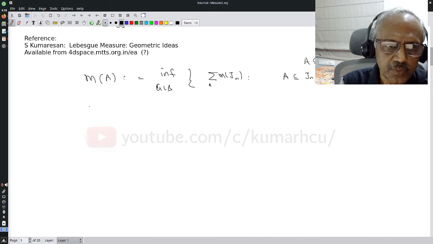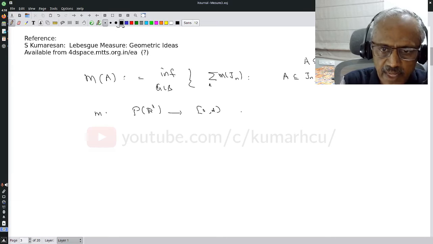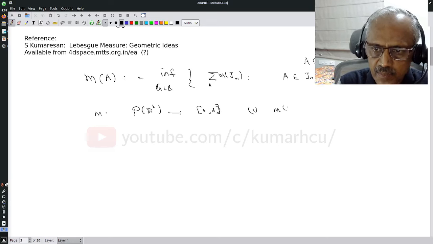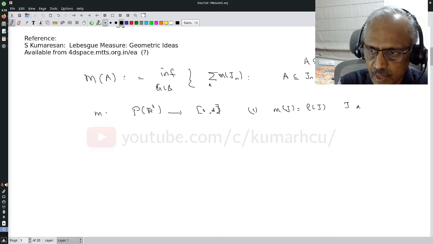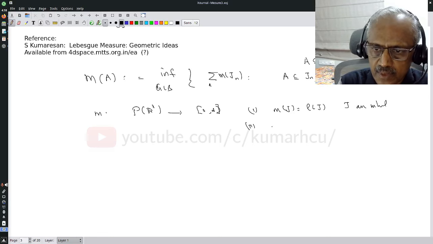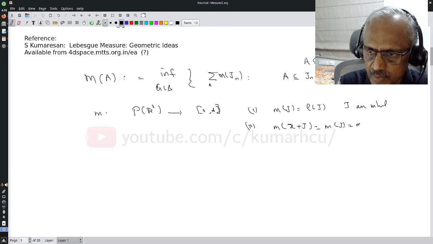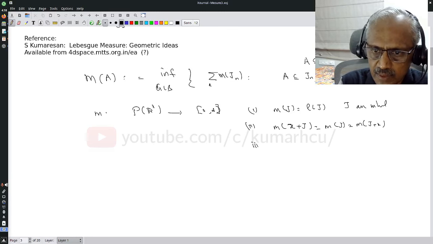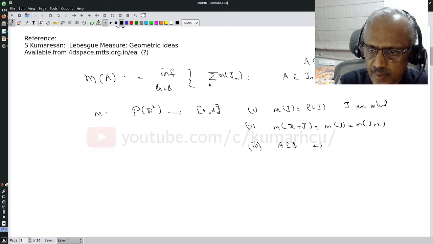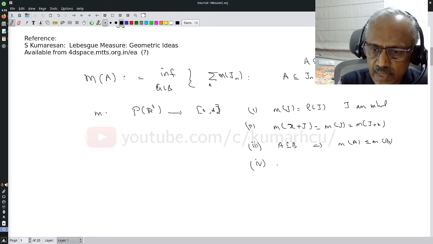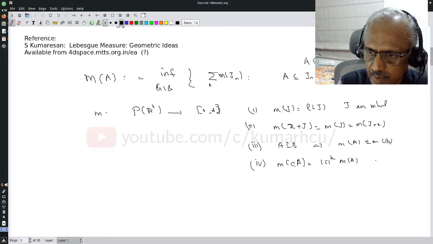Right, so we saw this m is a function from the power set of R^K to [0, infinity], including infinity. It satisfies: one, measure of J equals length of J, where J is an interval; two, it is translation invariant, the measure of x plus J equals the measure of J, equal to the measure of J plus x. We have not proved these, but they are all very easy. Three, if A is contained in B, then measure of A is less than or equal to measure of B, monotonicity. And four, measure of cA equals mod c to the power K times the measure of A, where c is a real number and A is a subset of R^K.